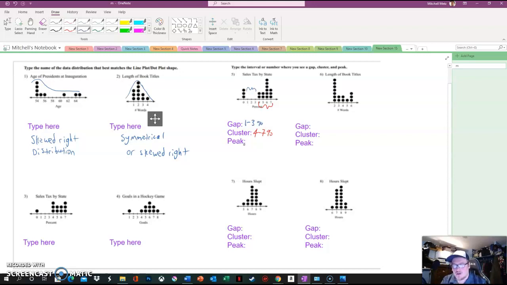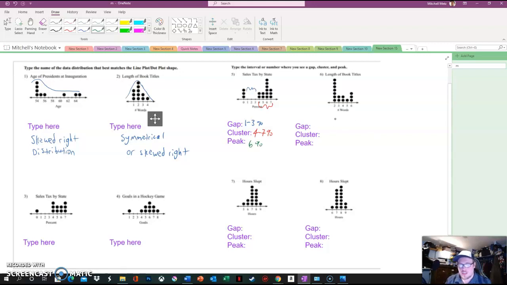And now I look for my peak. That is just where the most X's or dots are. If I look on my peak, right here, this is where the highest column of dots are, and that's at 6. So I'm going to represent that with green. So my peak is at 6%. And that's how you do these ones. Let me do one more.